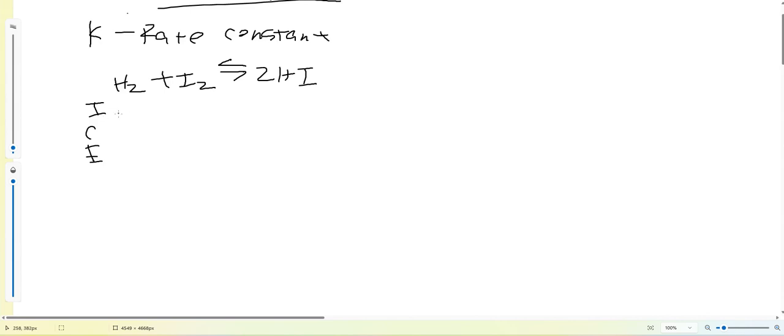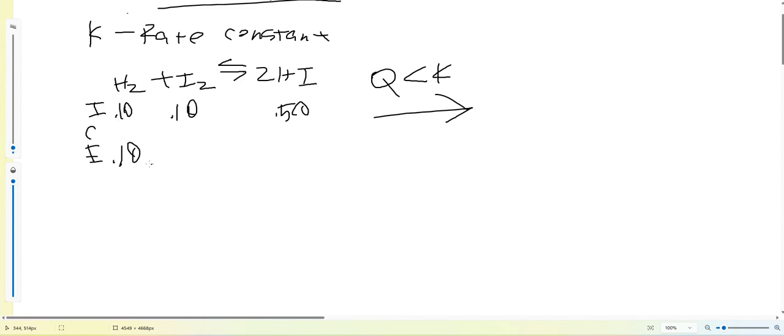So, let's do it again. H2 initial concentration is 0.10, I2 initial concentration is 0.10, and HI initial concentration is 0.50. Now we already established that Q is less than K, which means that the reaction will shift towards the products. So if we want to calculate the final concentration, we say that H2 decreased by a certain amount x, right? That means that at equilibrium, the concentration of H2 will be 0.10 minus x.